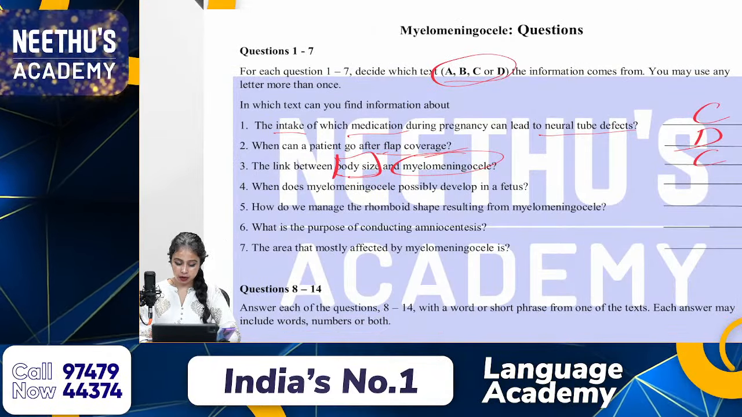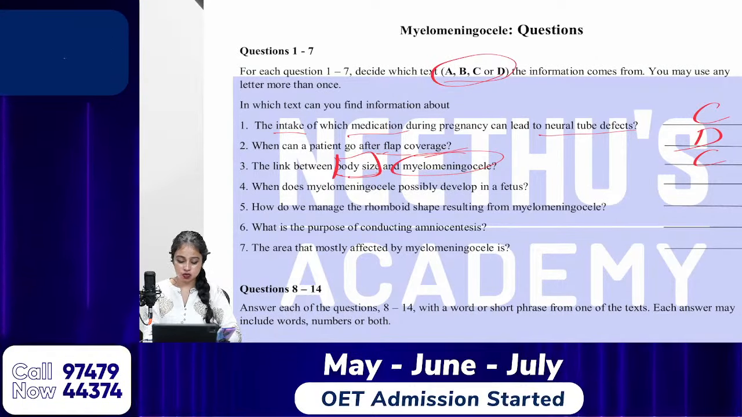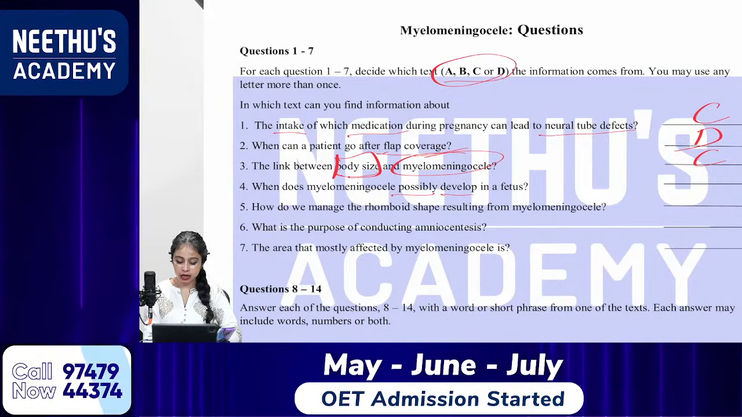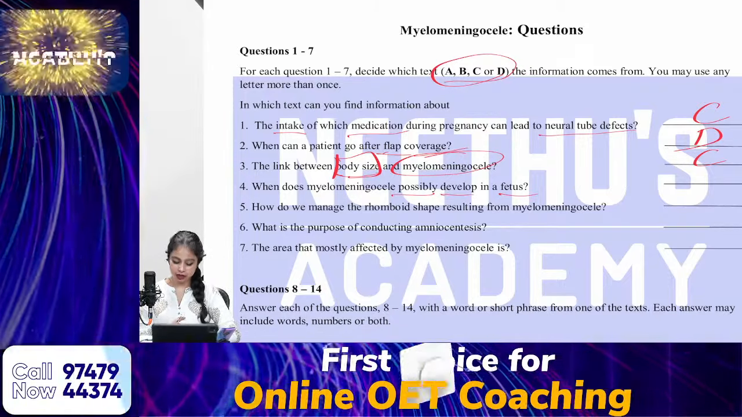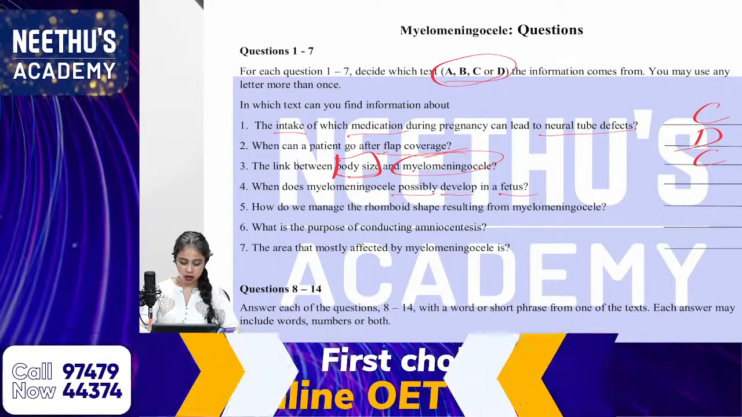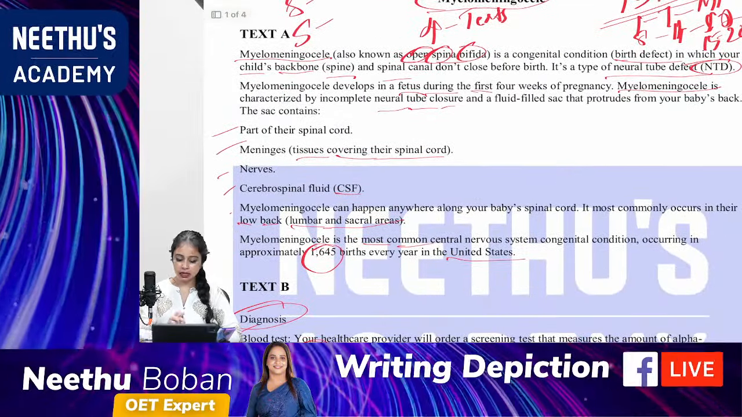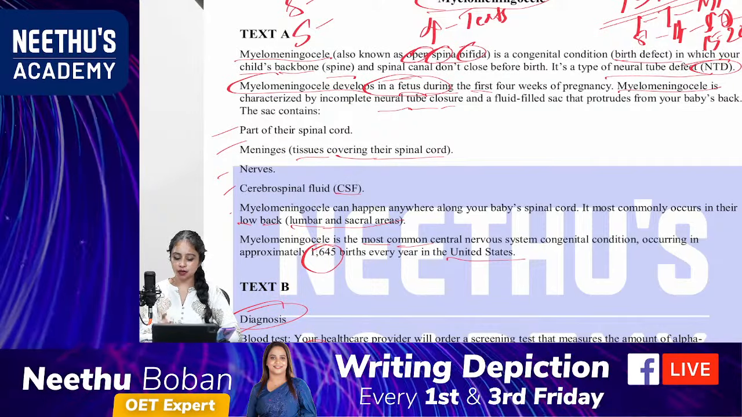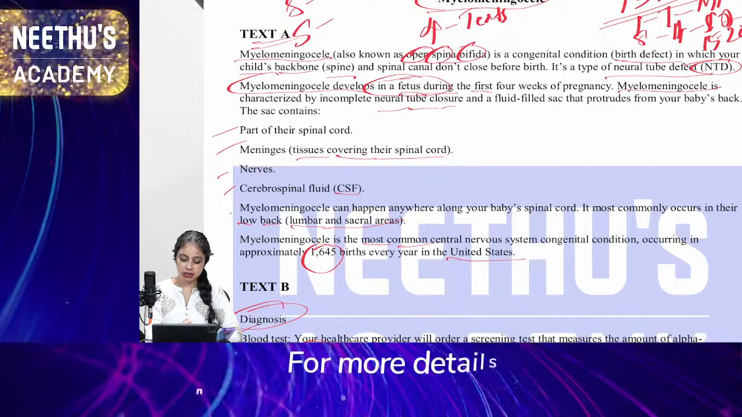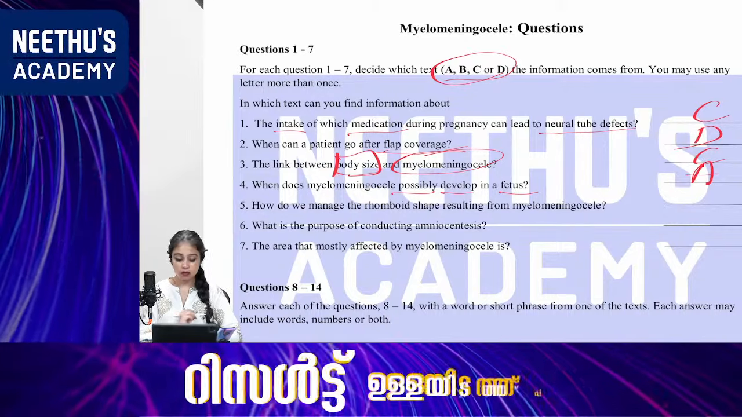And the next one, when does spina bifida possibly develop in a fetus? So my keywords: possibly develop, fetus. So the answer should be from text A. See the second para. Spina bifida develops in a fetus during the first 4 weeks of pregnancy. So that is from text A. So our answer should be A.